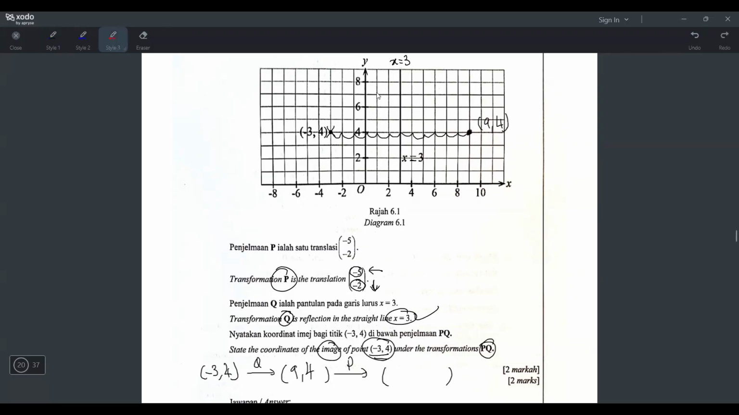So let's use red color. 1, 2, 3, 4, 5. So go left 5 and then go down 1, 2. So the answer is 4, 2. Okay, so that's the answer.